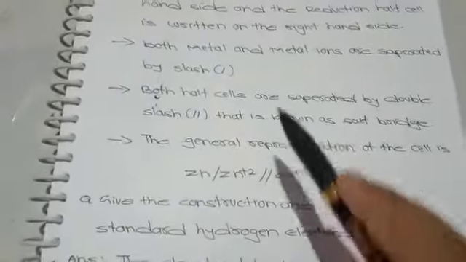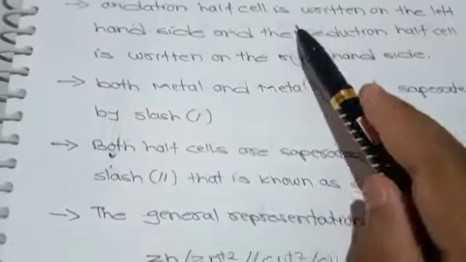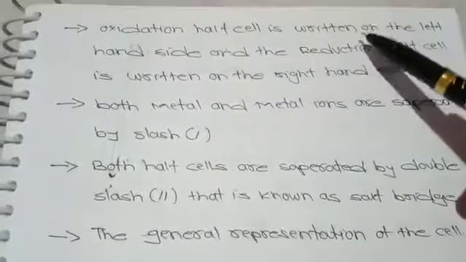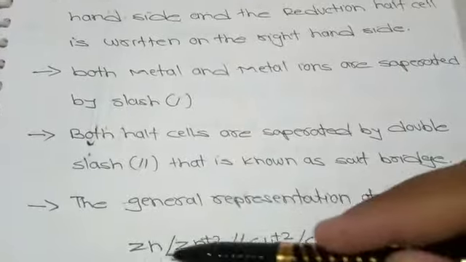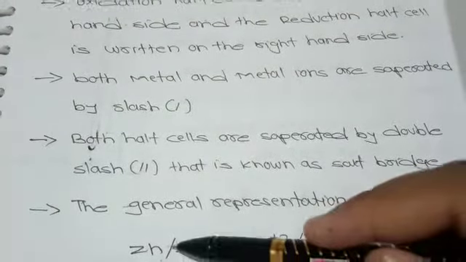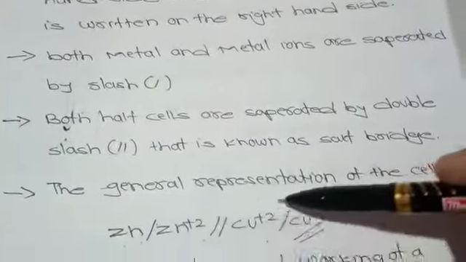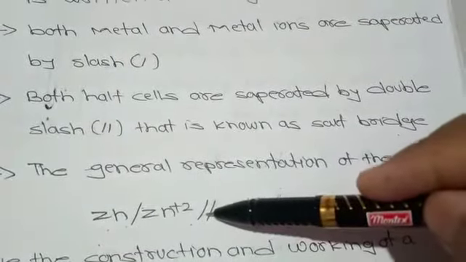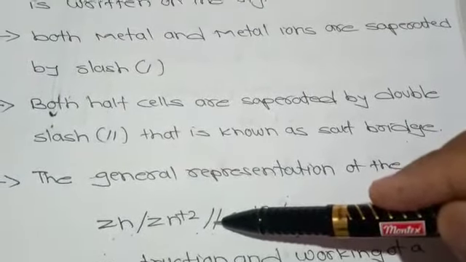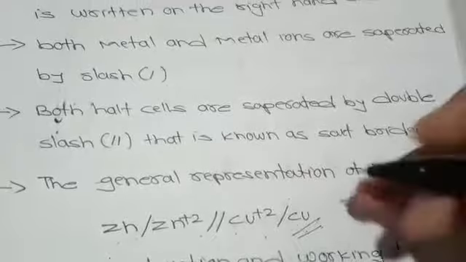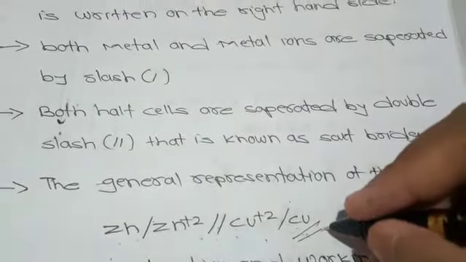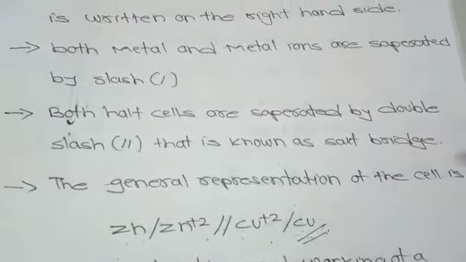How we are going to write it, we have already learned in the points here: oxidation on the left hand side, reduction on the right hand side, metal and metal ions separated by a slash, and both the half cells separated by the double slash which denotes the salt bridge, right? So prepare this answer, one of the important ones from your exam point of view, right? Thank you.